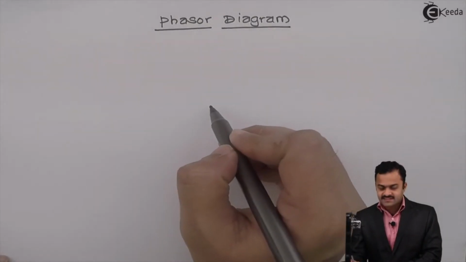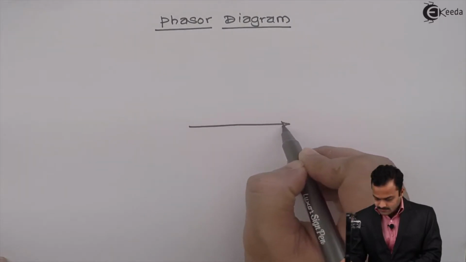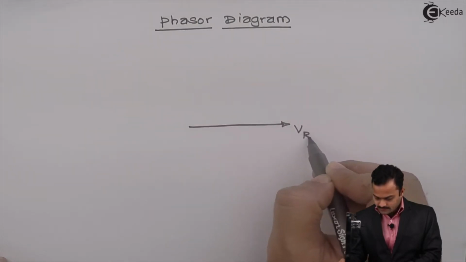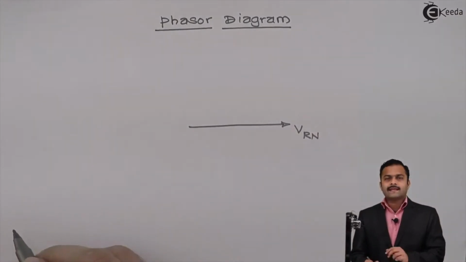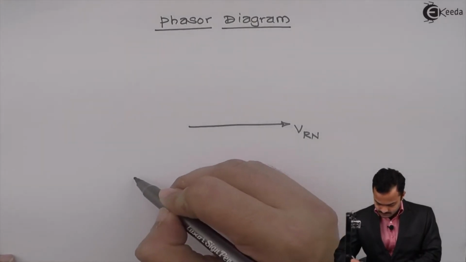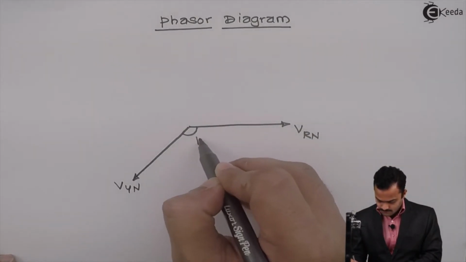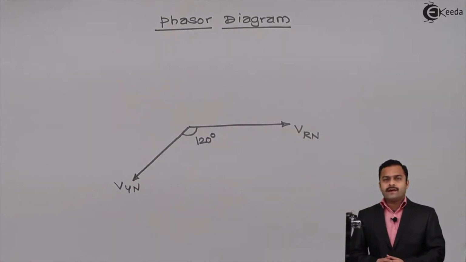So the first step is, this is VRN. Lagging VRN by 120 degrees we have VYN. Leading VRN by 120 degrees, we have the third phase voltage, that is VBN.